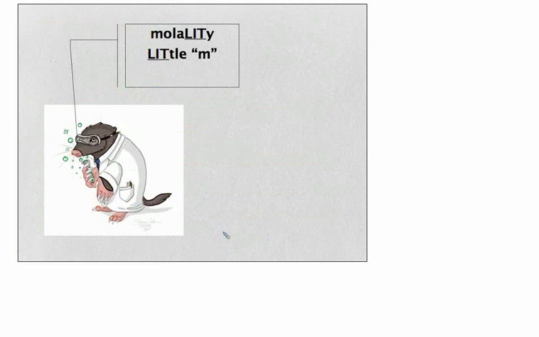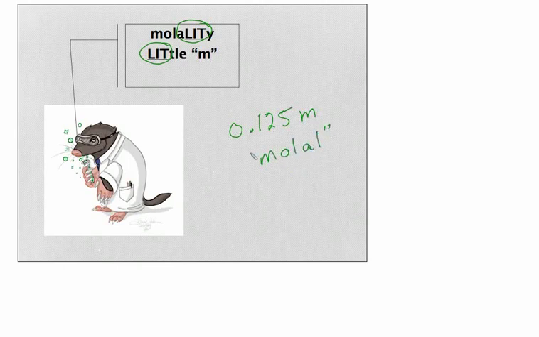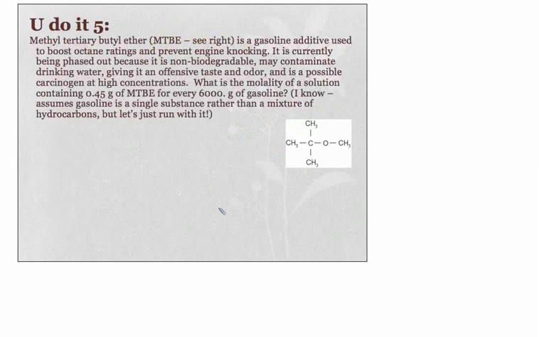Now let's look at a little reminder. Here's our little m. Molality is the little m. And if we had 0.125 little m, we might say that we have a 0.125 molal solution. Instead of saying a 0.125 molality solution, we shorten that a little bit. Only difference is molar and molal between the two. So you want to be careful with that.